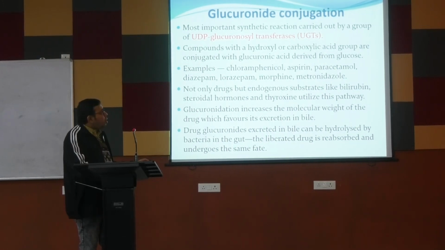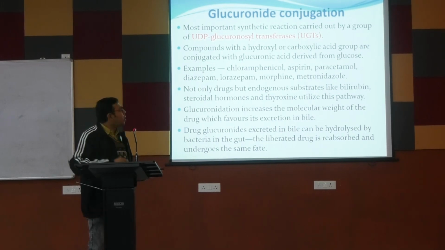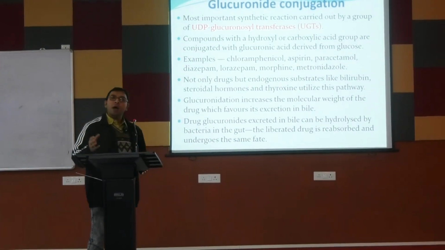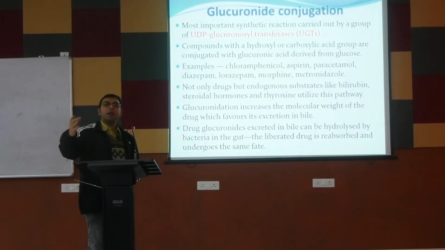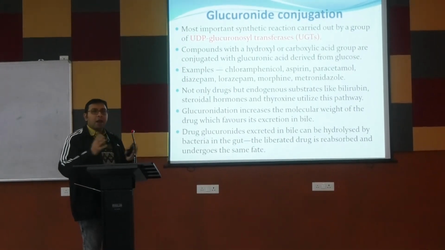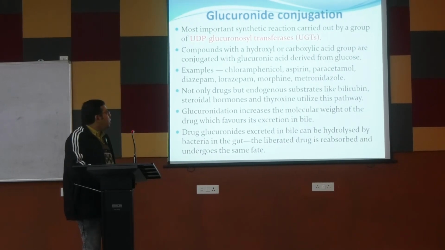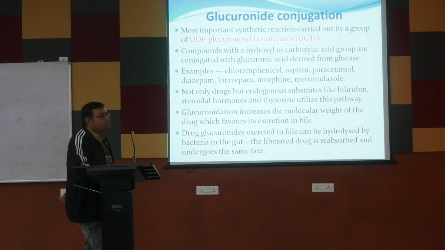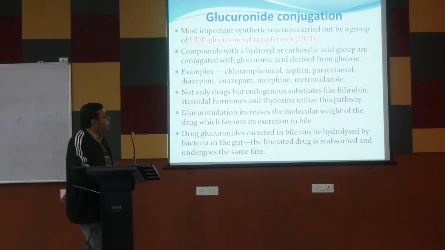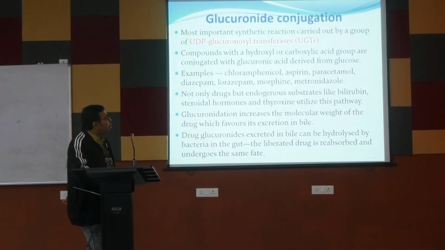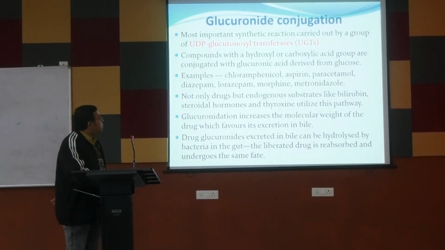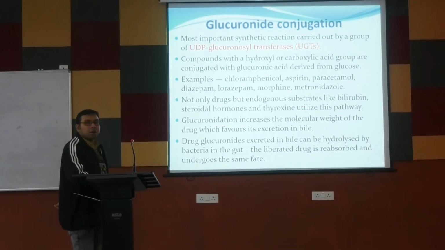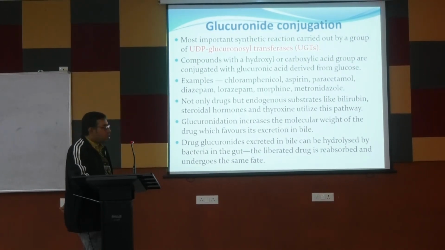So this glucuronic acid is derived from glucose, and these compounds, that is the drugs which have a hydroxyl or carboxylic acid group, either it is de novo present or it is metabolized by means of the phase 1 reactions, are combined, conjugated with this. Examples are chloramphenicol, this is an antibiotic, aspirin, paracetamol, diazepam, lorazepam, this is a CNS drug, morphine, metronidazole, this is used in anaerobic infections. So these are the drugs that are metabolized by glucuronide conjugation.